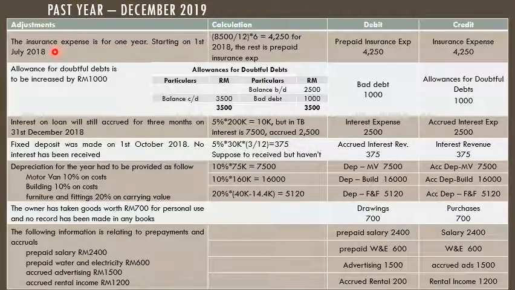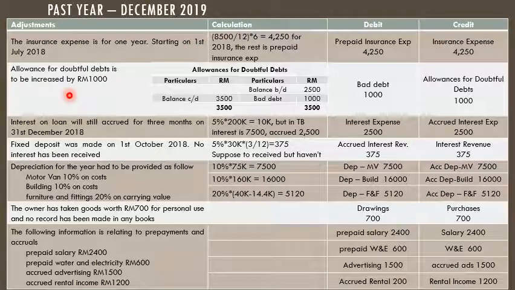Okay, for example, like insurance expense is for 1 year. Okay, it means we should pay for only 6 months. But since we already paid for 1 year, the other half is prepaid insurance expense. And you should know, prepaid insurance expense is an asset. When it is an asset, we debit it. Debit insurance expense, credit insurance expense.